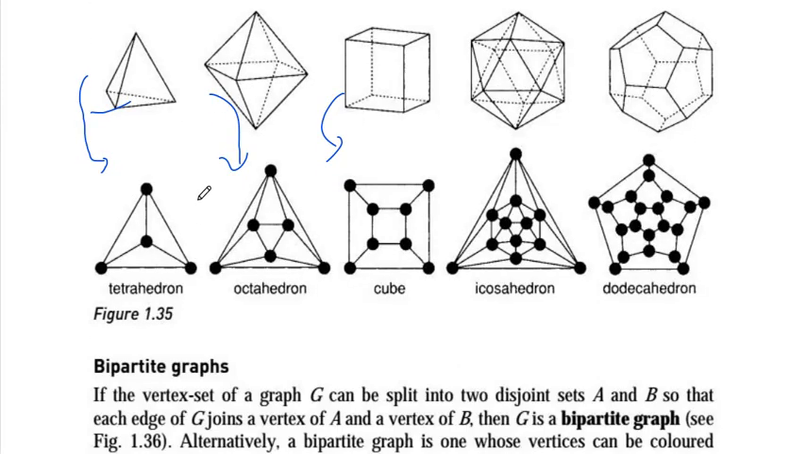For the tetrahedron, the degree of each vertex is 3. For the octahedron, the degree of each vertex is 4. For the cube, the degree of each vertex is 3. For the icosahedron, the degree of every vertex is 5. And for the dodecahedron, the degree of every vertex is 3.